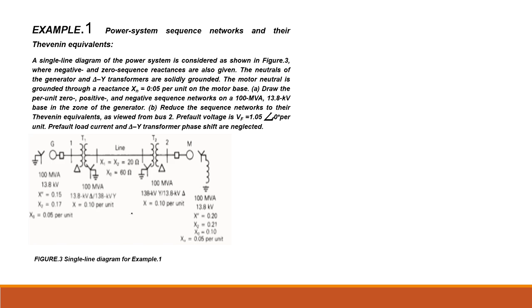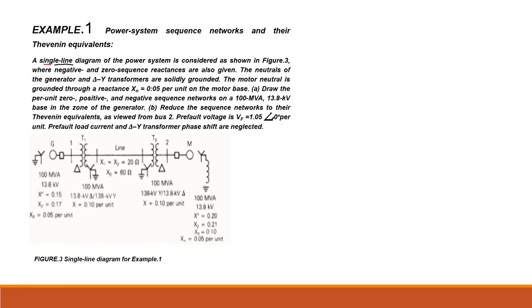And after that, we need to find the Thevenin equivalent circuit for the zero sequence network viewed from the point of fault. We assume, for instance, that the fault may take place at busbar 2. Then we need to find the Thevenin equivalent circuit for this system seen by the busbar number 2. And the same for the Thevenin equivalent circuit for the negative sequence network and the positive sequence network. So let us see, we have a single line diagram for the power system. This is a balanced system. So we can take only a single line diagram of the system.